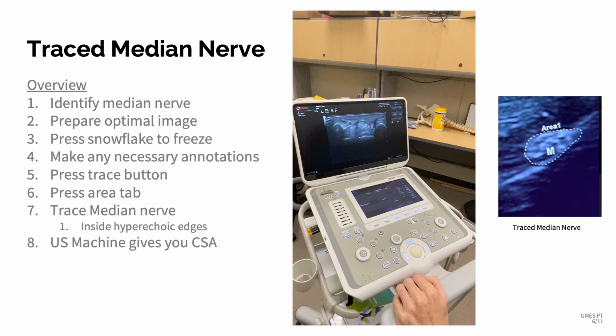Press the snowflake to freeze. Make any necessary annotations to either label the nerve or the image itself. Press the trace button, press the area tab. You're going to get to the nerve and trace the median nerve inside the hyperechoic edges, and then the ultrasound machine will give you the cross-sectional area.